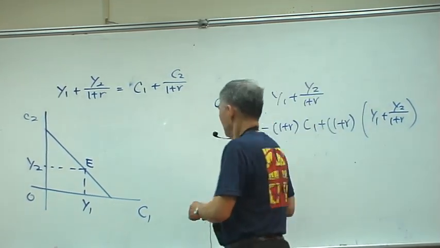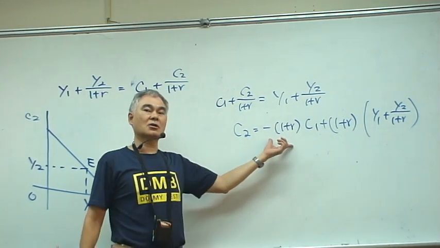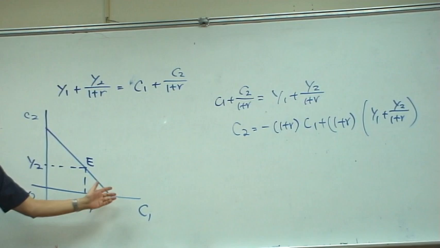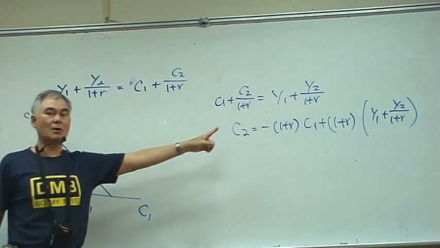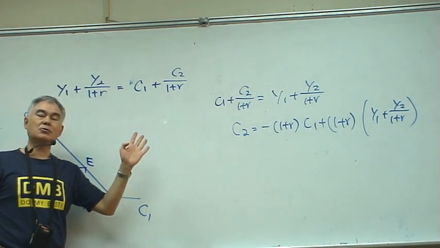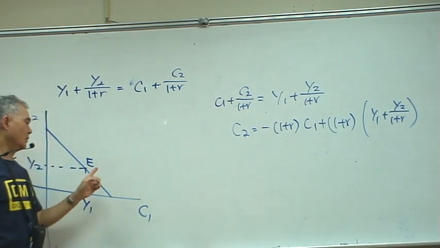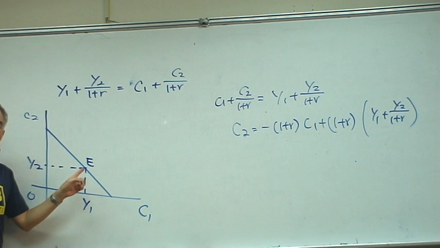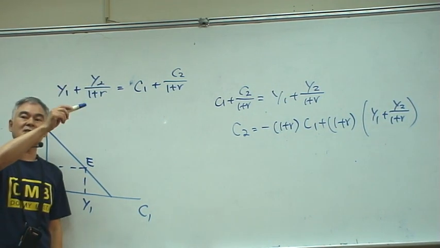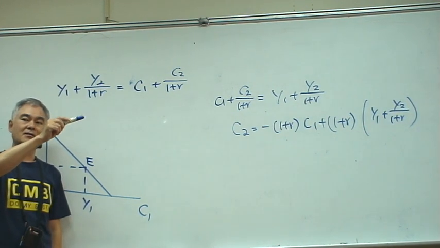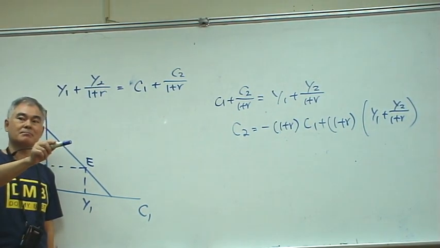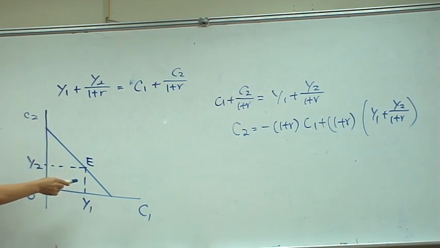So you can tell this is the slope. What is this slope? It's negative (1 plus R). What does that mean? That means if the interest rate is high, this one is steep. And we talked about this before. We say if the budget line is steep, it means the horizontal good is more expensive. And here that's the same thing.